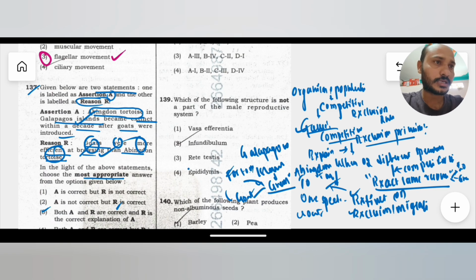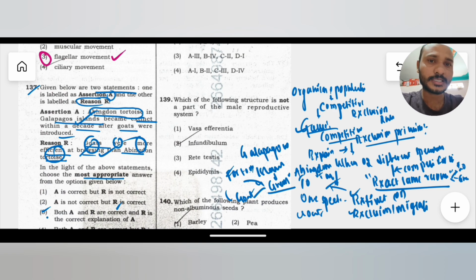So why did the Abingdon tortoise go extinct from this Galapagos Island? Due to the introduction of goats, and the goats have more efficient browsing capacity than the tortoise. So after about a decade the tortoise completely went extinct, or they may have migrated or been excluded from the area, since the same resource was available to both. So this is all about the 137th question.